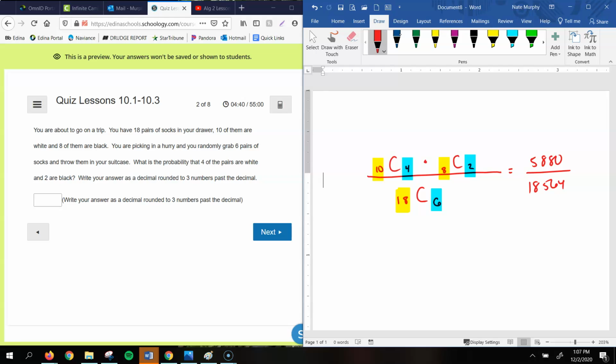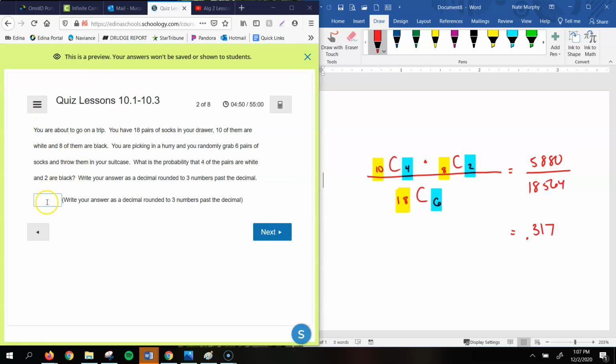So when you do that on your calculator, we get 0.3167. So you want to make sure you round that up to 7. So 0.317 would be our answer. So rounding is important. You want to make sure you round correctly.